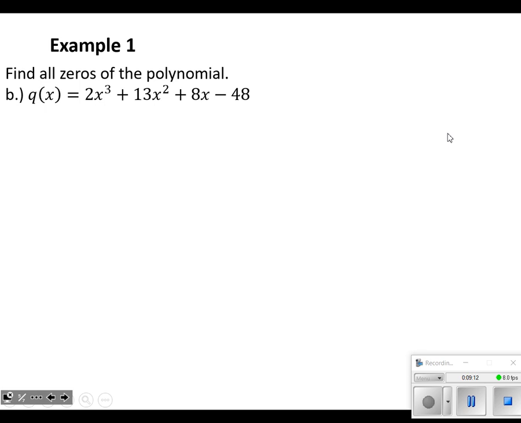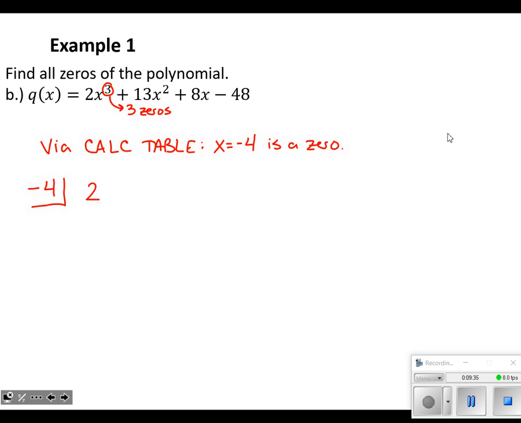So let's see, again, it was a third degree, so we're expecting 3 zeros. That's what the fundamental theorem tells us. And then through our calc table, we found that x equals negative 4 is a 0. So let's use that 0 to divide this down with synthetic division. And again, I sure hope I get a 0 remainder. If I don't, I may have to go back to the calculator and check over some things.